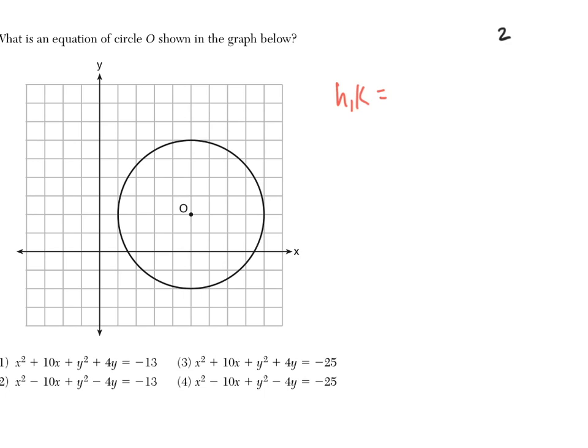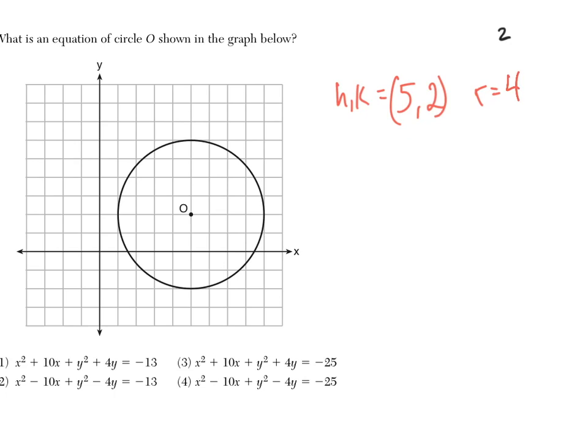In this case, I'm going to count over, and we need the x values first. So I'm going to count over 1, 2, 3, 4, 5. So h is 5. And the y, I can just eyeball it and see it's 2. So we know what h and k are. What about the radius? We start from the center and count out 1, 2, 3, 4. The radius is 4. So we know what the center of the circle is, and we know what the radius is.